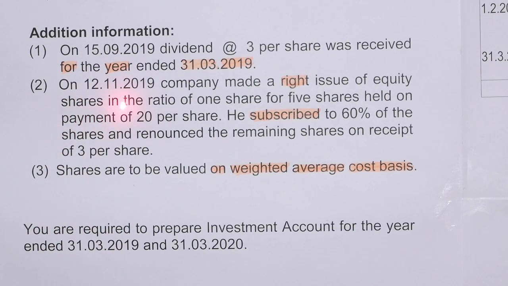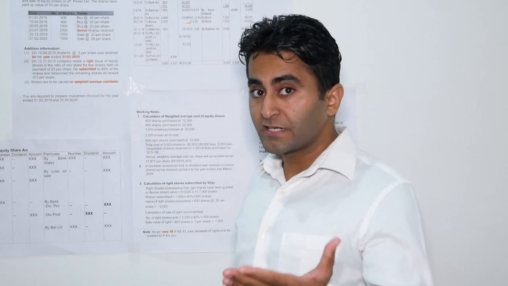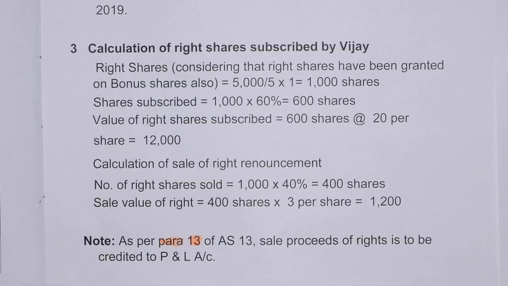On 12th November 2019, company made a right issue of equity share in the ratio of 1 share for 5 share held on payment of 20 per share. How many share we have on 12th November 2019? We have 5000 share on 12th November 2019. So if you have 5 share, then you will get 1 share. If you have 5000 share, then you will get how many right share? So this we are calculating in working note number 3. Calculation of right share subscribed by Vijay.